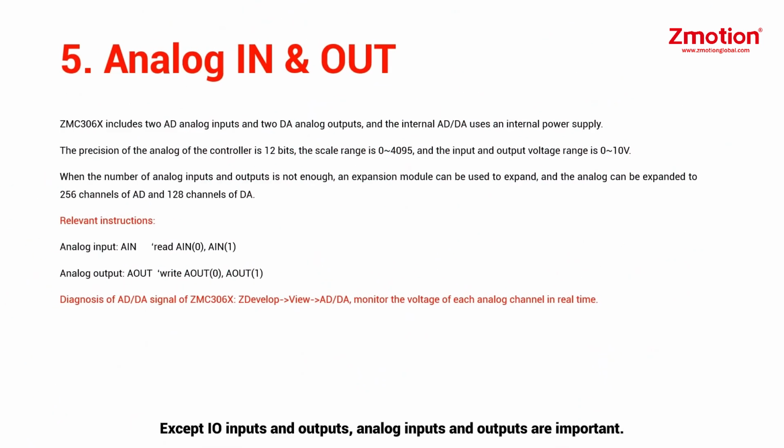Except IO inputs and outputs, analog inputs and outputs are important. The MC306X includes 2 ADs and 2 DAs using internal power.